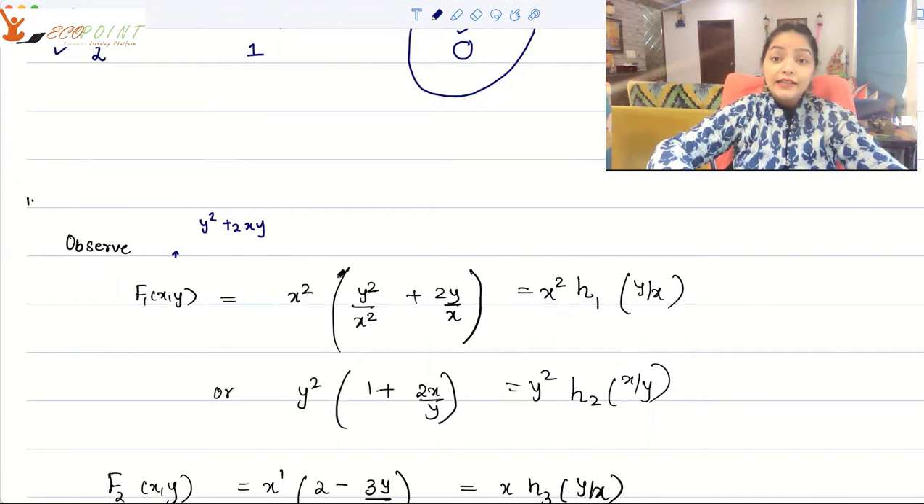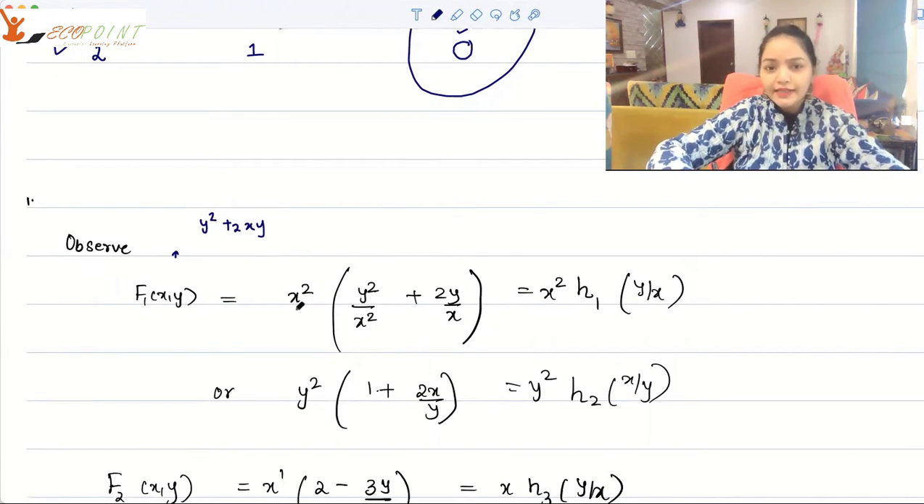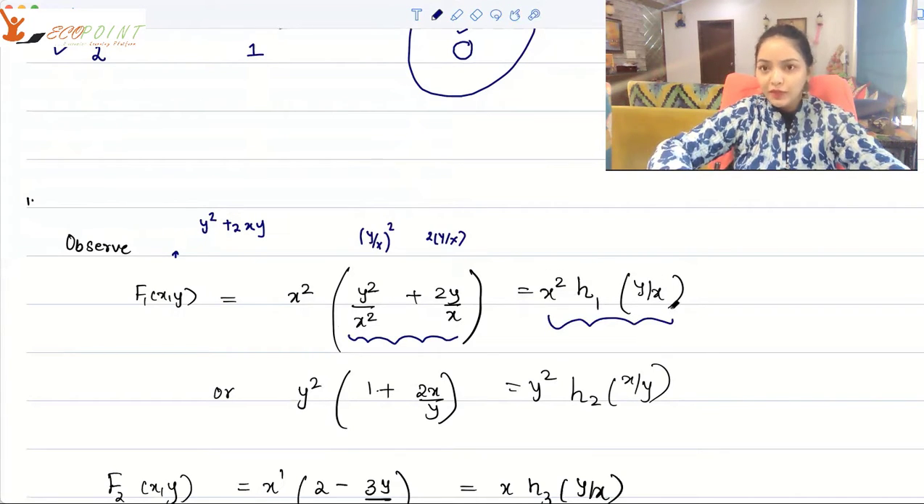If I take x square common, the highest power of x that I can take common here, which is suitable, is, let's say, x square. If I take x square common here, I'm going to get an expression which is in terms of y by x. What are you getting? You're getting y by x whole square, and you're getting 2 times y by x, right? So it becomes like a function in terms of y by x. So you can take x square common and you have a function in terms of y by x.